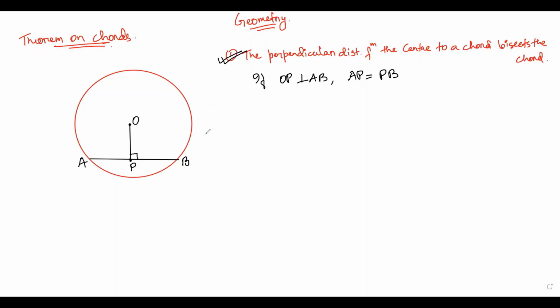The converse of this theorem is also true. That is, a line joining the center of a circle to the midpoint of a chord would be perpendicular to the chord. That is, if AP is equal to PB, then OP would be perpendicular to AB.